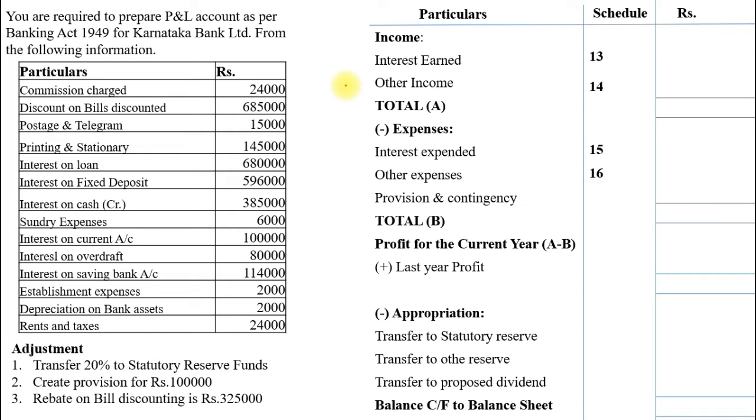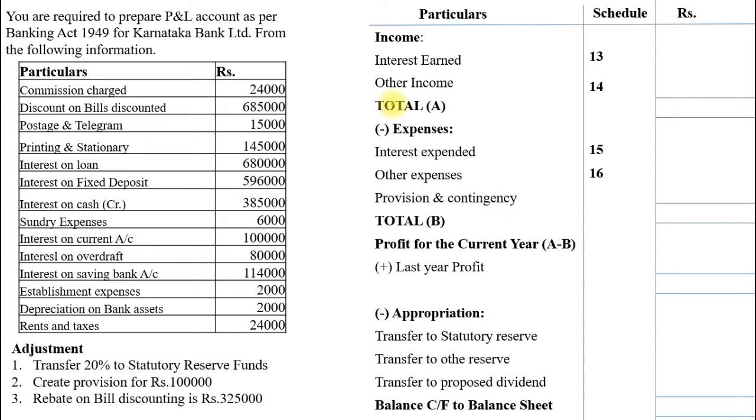Now four schedules, important schedules we'll have to create, that is schedule 13, 14, 15 and 16. So once you get the sum, you first have to make the format, and after that four working schedules or working notes and notes to account we'll have to create. Interest earned, other income, interest expended and other expenses, or operating expenses we can call it. Okay. So let us start with the very first schedule, schedule number 13 for interest earned.